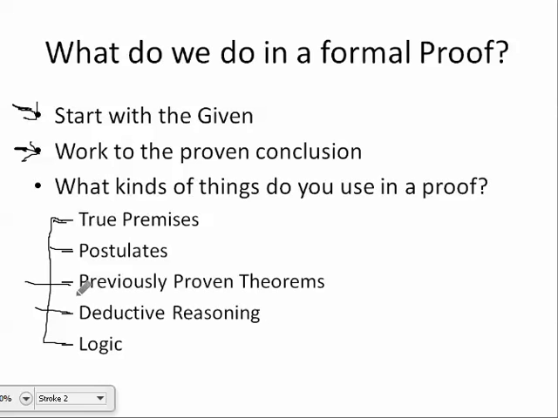A proof is based upon true premises, postulates, previously proven theorems, deductive reasoning, and good logic. You follow these things and you wind up with a good, solid proof. Now, what kind of multiple choice question could you look at? It could say which one of these is not a part of a formal proof and throw something like inductive reasoning in there, or throw something like an unproven theorem in there. Any of those things might be in there as a wrong answer.